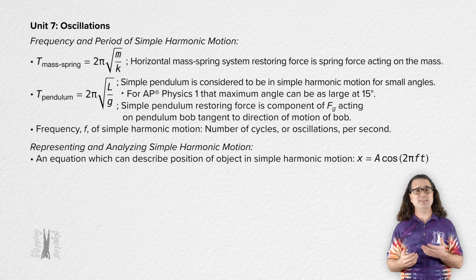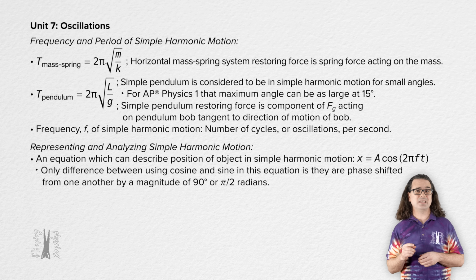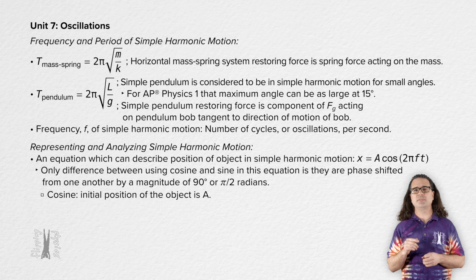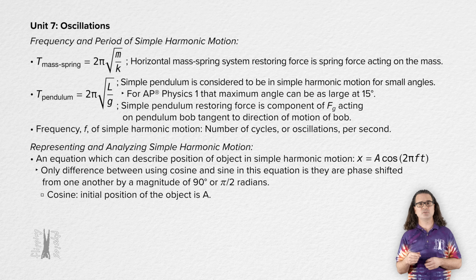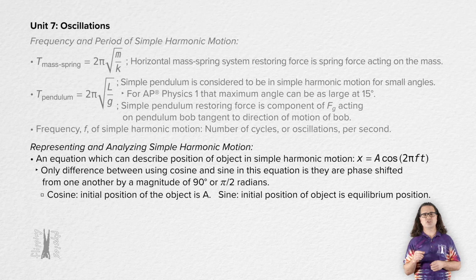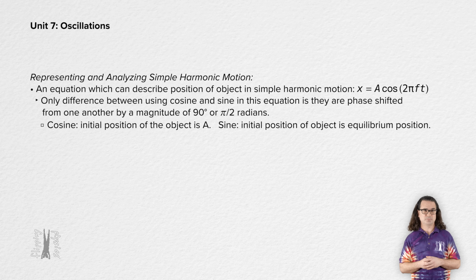An equation which can describe the position of an object in simple harmonic motion is position equals amplitude times the cosine of the quantity 2 pi times frequency times time. The only difference between using cosine and sine in this equation is that they are phase shifted from one another by a magnitude of 90 degrees or pi over 2 radians. In other words, when you use cosine, the initial position of the object is the amplitude, and when you use sine, the initial position of the object is the equilibrium position.